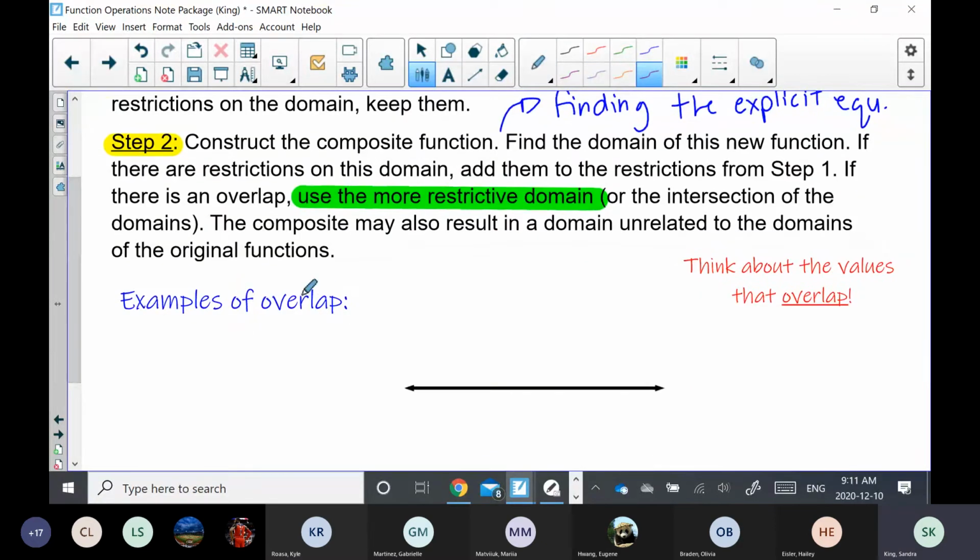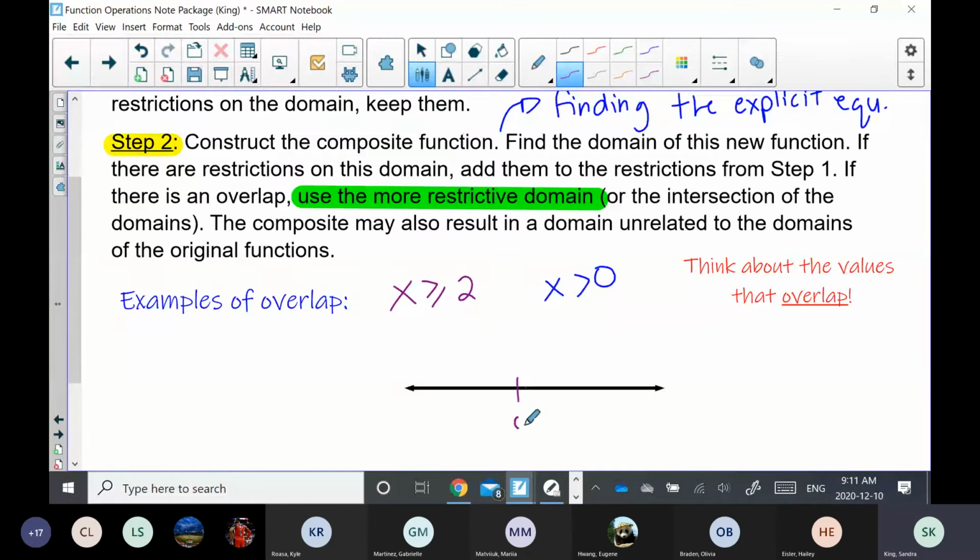So I'm going to give you, first of all, an example of overlap. Let's say you found these restrictions here. One of your functions had the restriction of x is greater than or equal to 2. And let's say the other function had the restriction of x is greater than 0. If these were the domains, the domain of the first function and the domain of the second function, what you want to do is find the overlap. So you would use a number line.